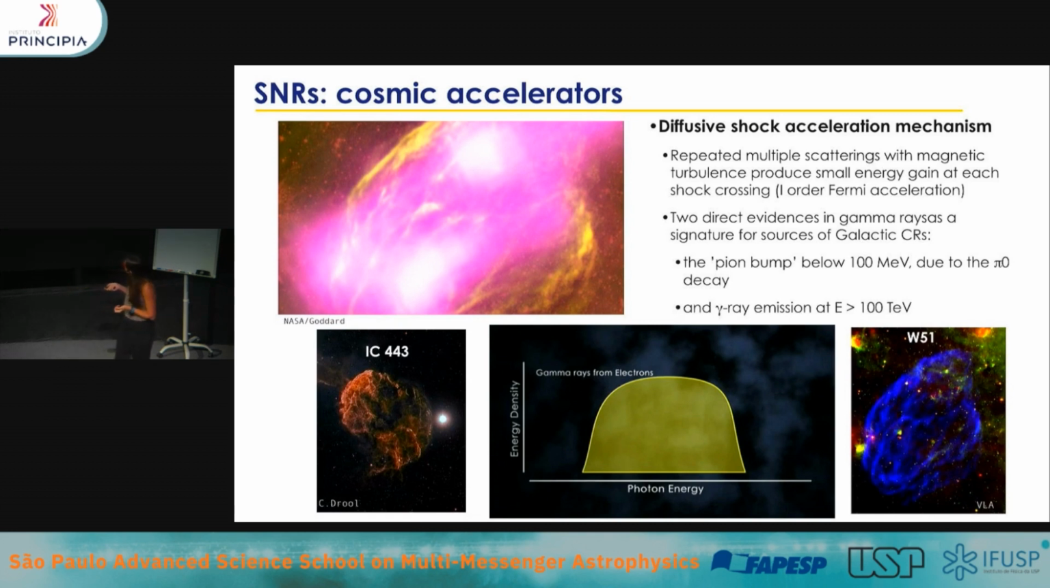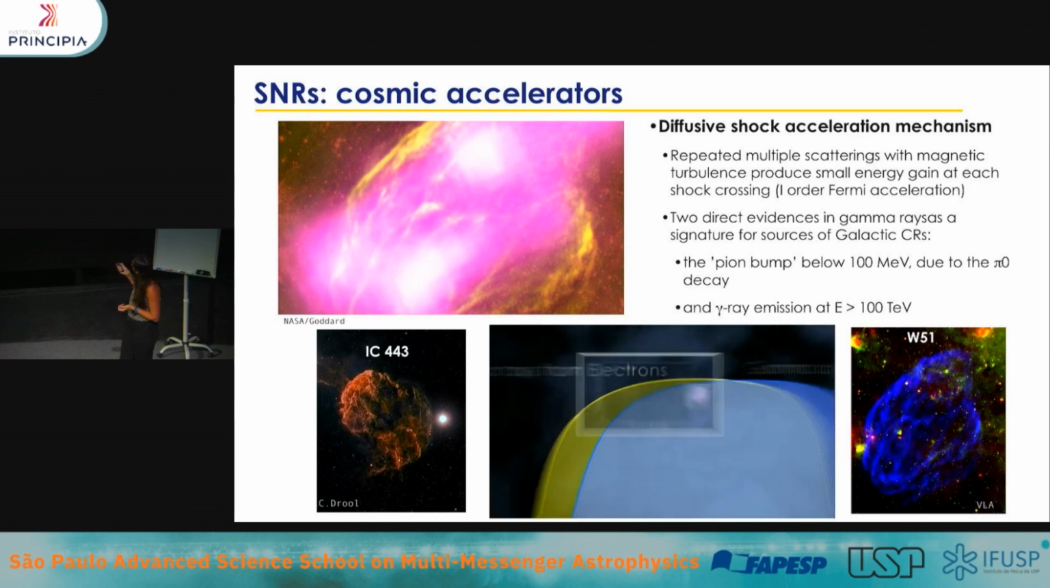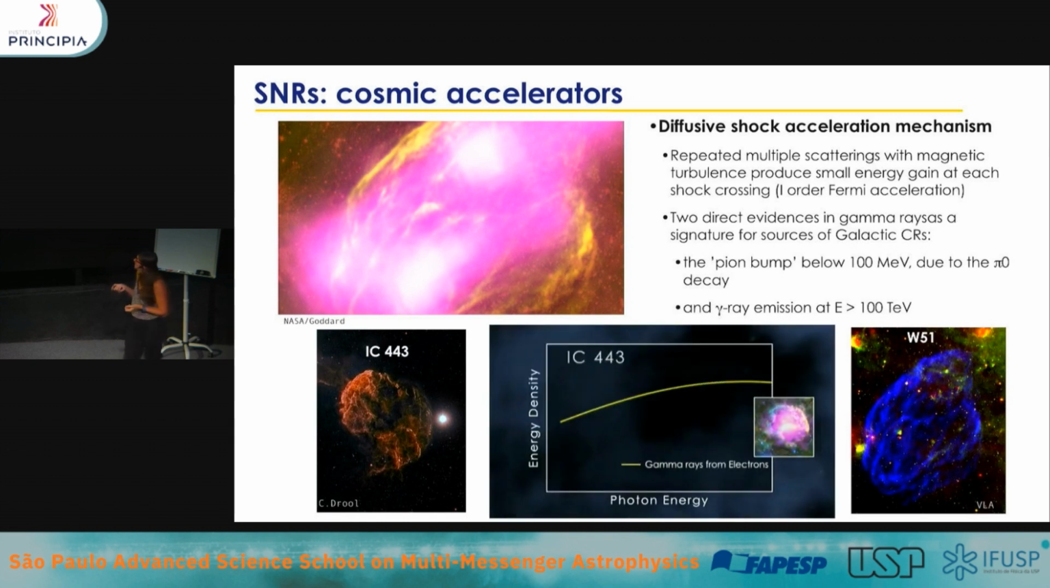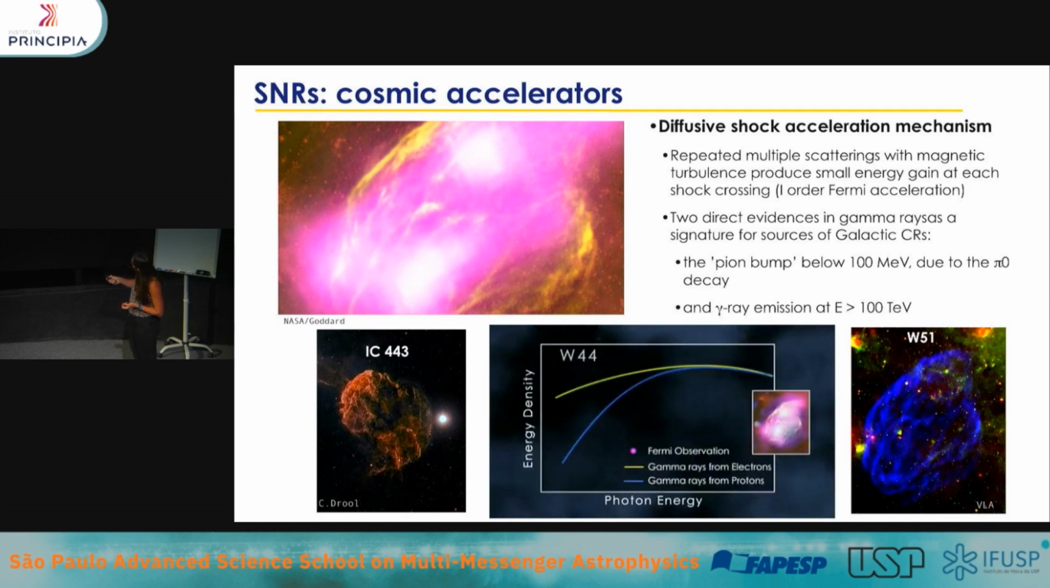So, for example, how do we do this? Because the spectra that you measure from electrons and from protons are slightly different. Here you have what you would measure if you had protons or if you had leptons, for the case of IC 443 and for the case of W44. I don't know why I put this one here, it's not this one. So you can see here that the Fermi observations, let me put this video again because it was too fast and I was talking too much.